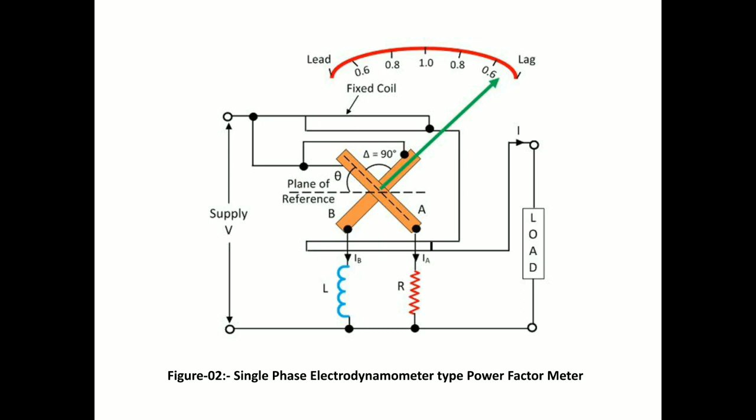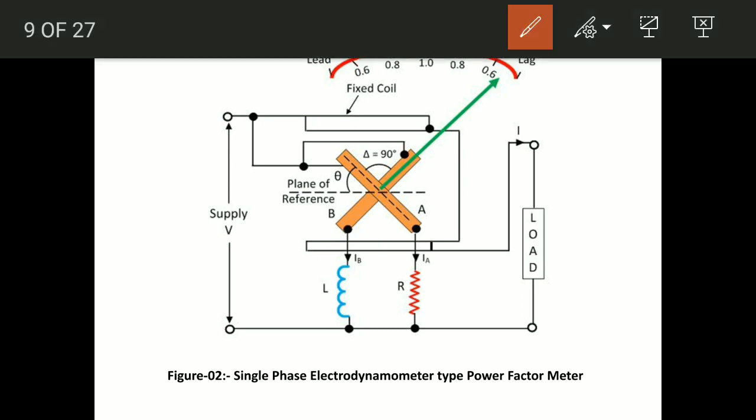From this figure it is very clear that it has two coils. The first one is called the fixed coil, and the second one is called the moving coil. If you see this diagram very carefully, the fixed coil is further split into two sections, an upper section and a lower section. This arrangement is done in order to have a uniform distribution of magnetic field in this entire portion. Apart from this, we have a pressure coil, which is also known as the moving coil.